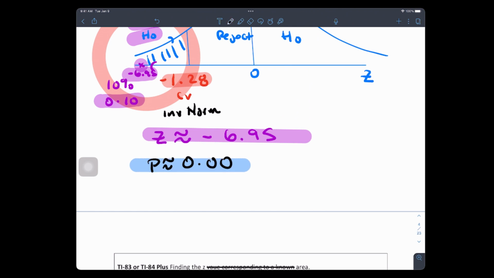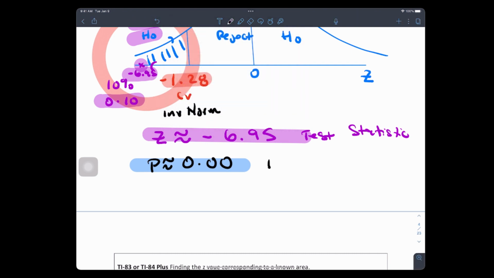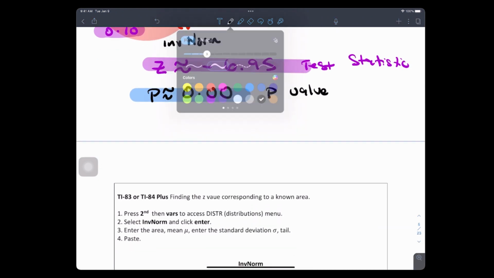So maybe I should label just in case, okay? You guys want to test statistic, because people are going to ask that. What is that number? It's a test statistic. What is this? The p-value. Why do you want to get the p-value? What do you actually have to check?